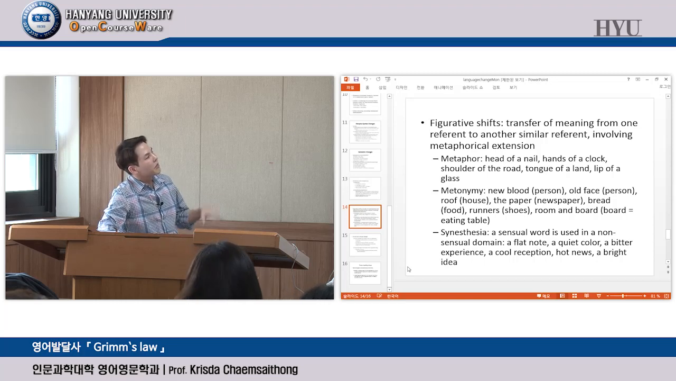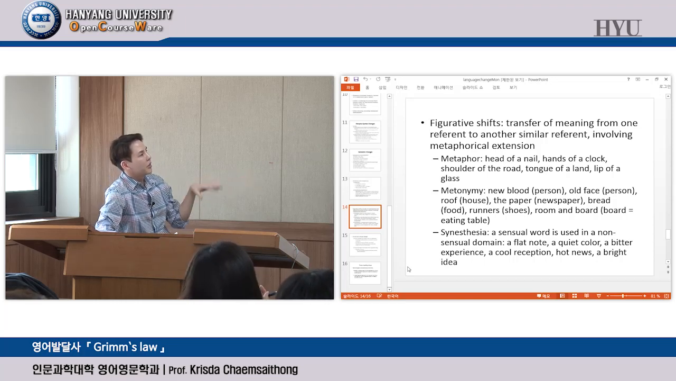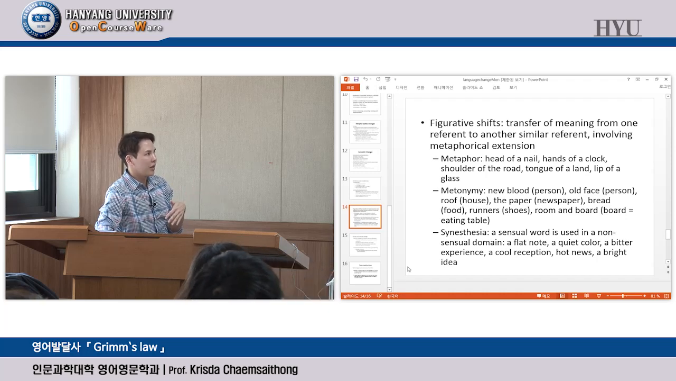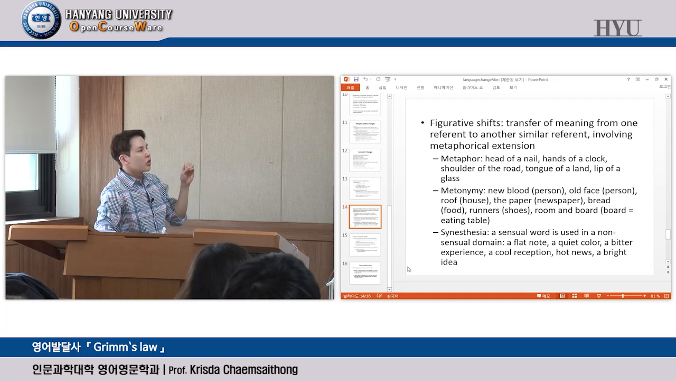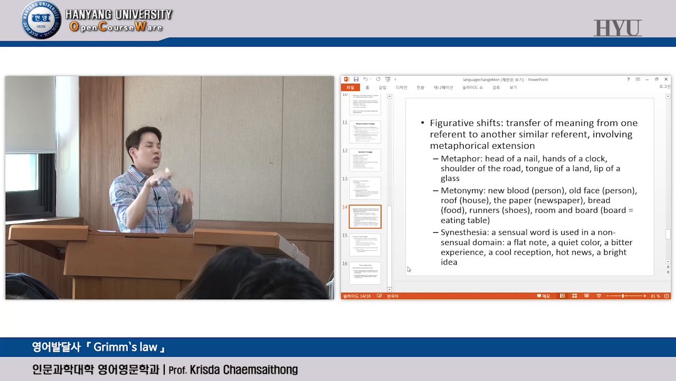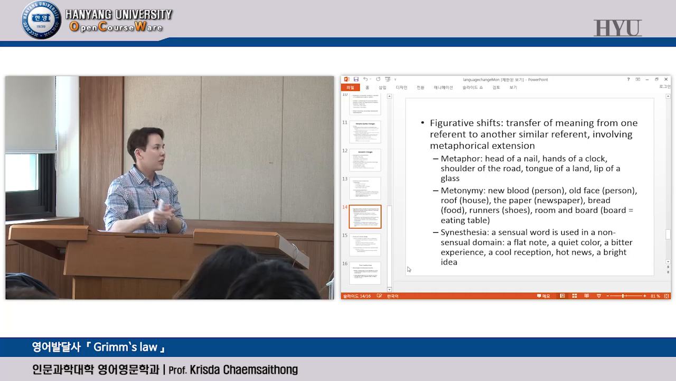Figurative shifts, this one you don't have the other opposite process. So figurative shifts have to do with transfer of meaning from one referent to another similar referent involving metaphorical extension. So you use something that's more basic and extend the meaning for something that's more abstract. So something more concrete to something more abstract, right?